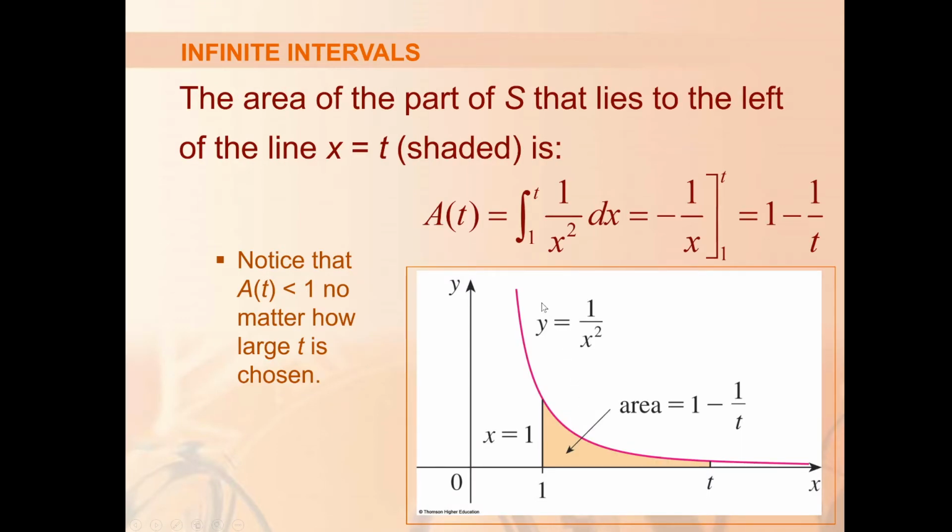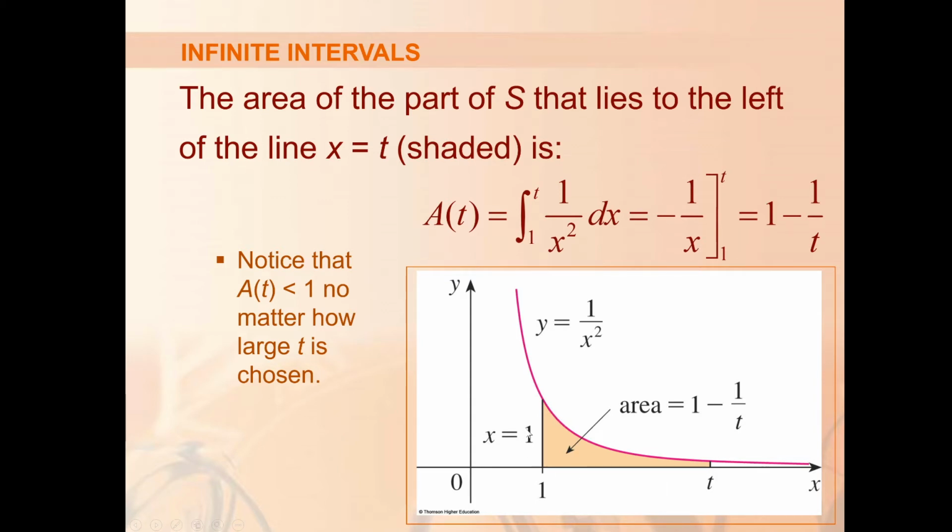So let's say that we want to integrate from 1 all the way to t, and we don't know where t stops, because this one goes all the way to infinity. Okay, so the integral from 1 to t of 1 over x squared dx. Integrating it, we have negative 1 over x, with the boundaries 1 to t. Using the Fundamental Theorem of Calculus part 2, we have 1 minus 1 over t. And notice that this value is less than 1, no matter how large t is chosen. Okay? You'll see that in a minute.